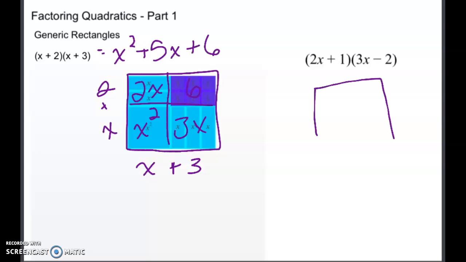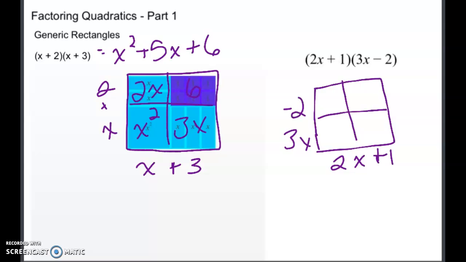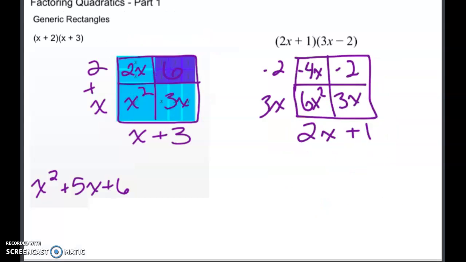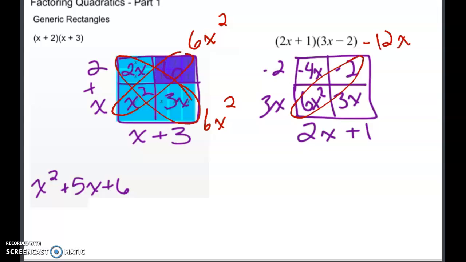The same concept holds true when I move to a generic rectangle. Now I'm going to find the area of each piece. Notice when I combine like terms, again my x terms are combined. One other interesting fact about generic rectangles that will help us when factoring quadratics is that if you multiply the diagonals of a generic rectangle, they will always be equal.